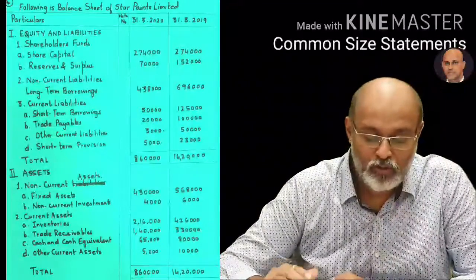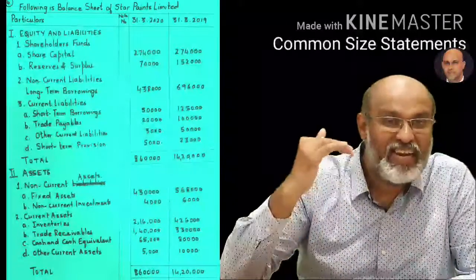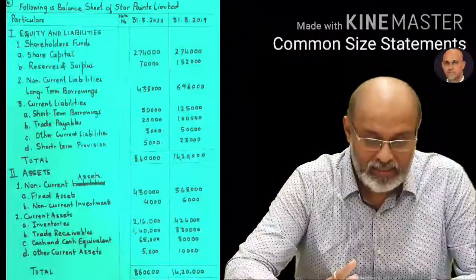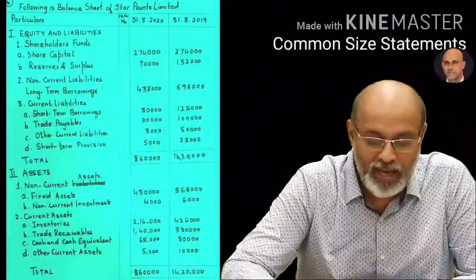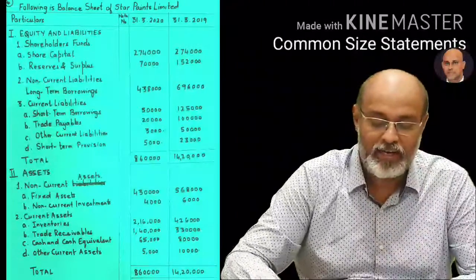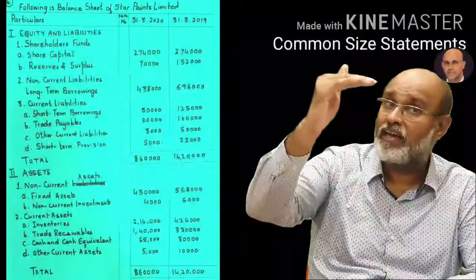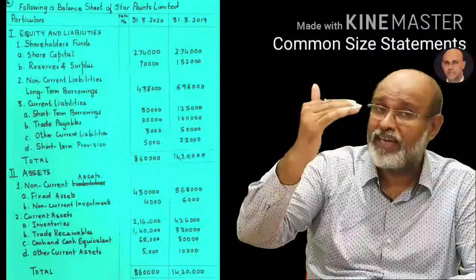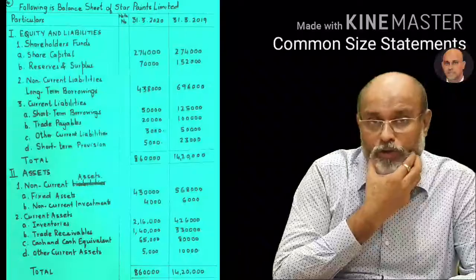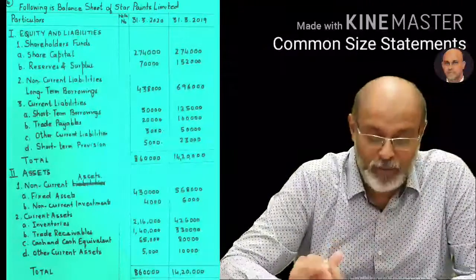The bank loan is 2,32,000. So 2,32,000 divided by 8,60,000. Remember, 8,60,000 is the base. So 2,32,000 divided by 8,60,000 multiplied by 100 will give you 26.98%. Then you have 9% debentures, which is 2,06,000. Again 2,06,000 divided by the base. The base is the denominator, that is the total of your liabilities and equity or your total of your assets, that is 8,60,000, which will give you 23.95%.